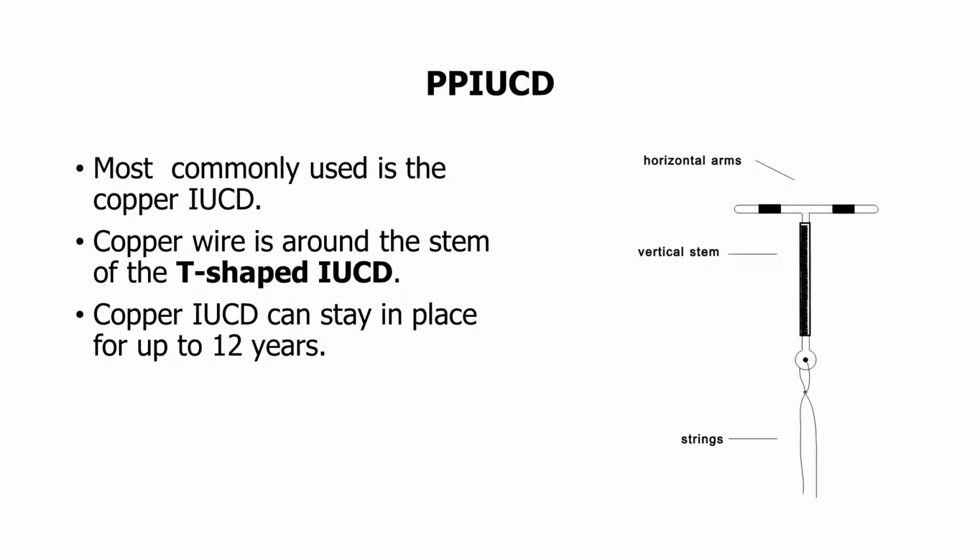Which type of IUCD is needed? We need to use copper. Copper IUCD is commonly used after birth because it does not have any hormone, and this can stay in place up to 4 to 12 years. And the image is there. That is the form of that copper IUCD.